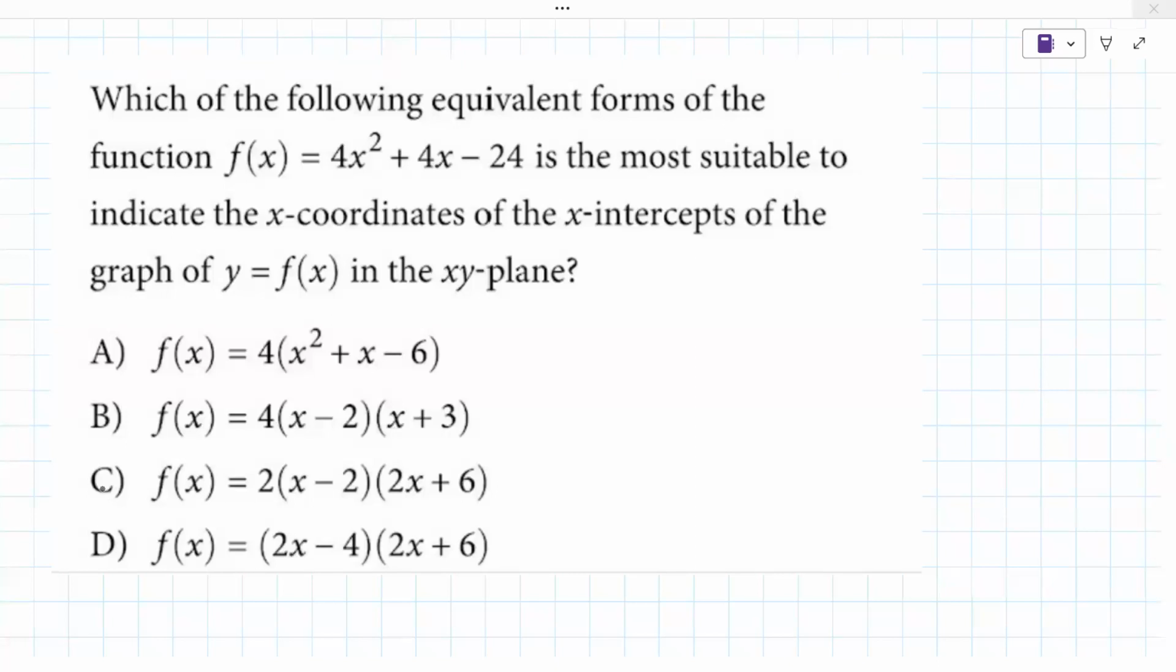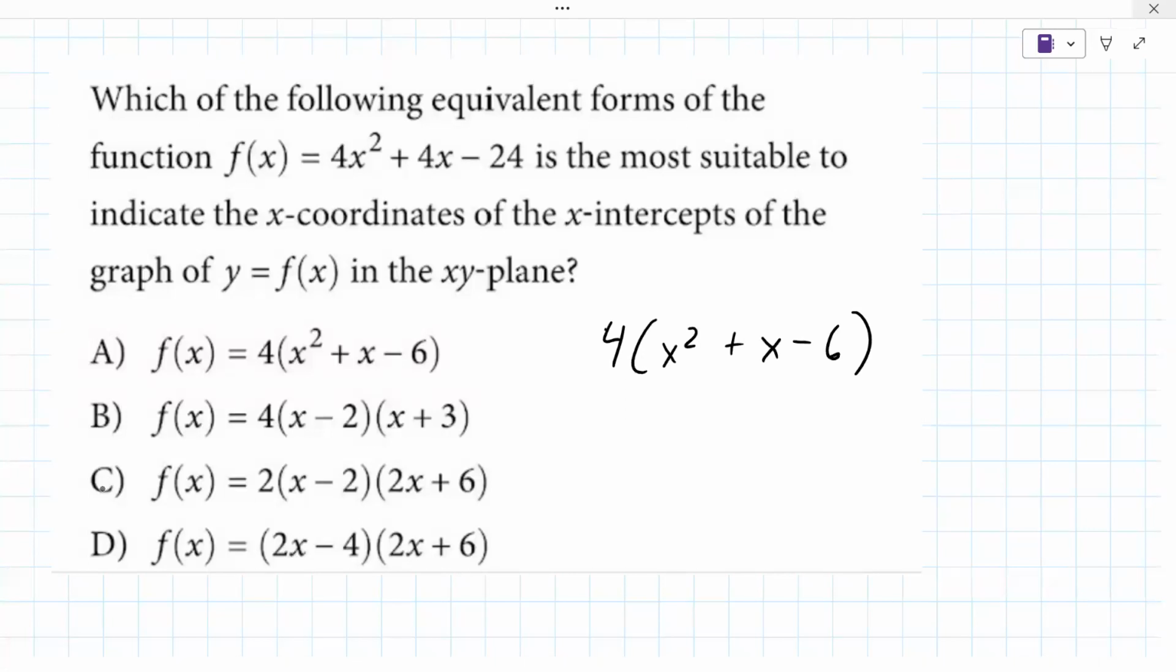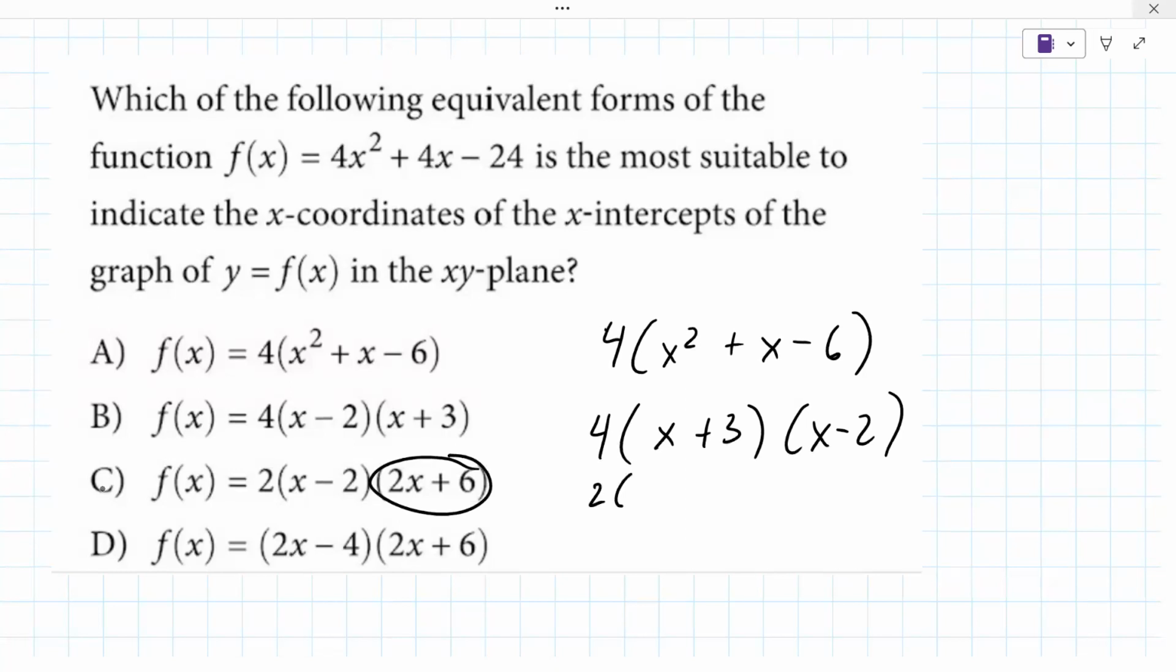So I don't love this question because I think there are some issues with it, but if you factor out the four, you get A. But then if you factor the inside part, you get B. C is sort of correct because if you factor a two out of the one on the right, you end up getting 2x minus 2, 2 times x plus 3. And then you can rewrite it as 4x minus 2, x plus 3.